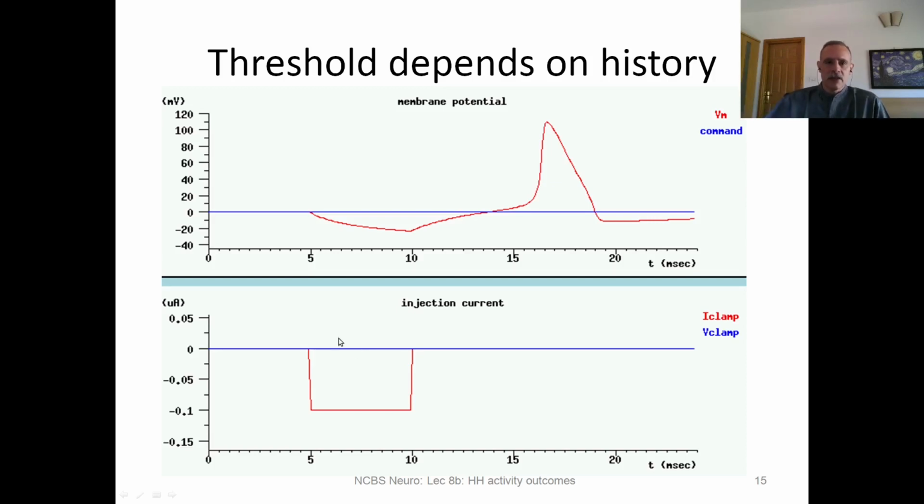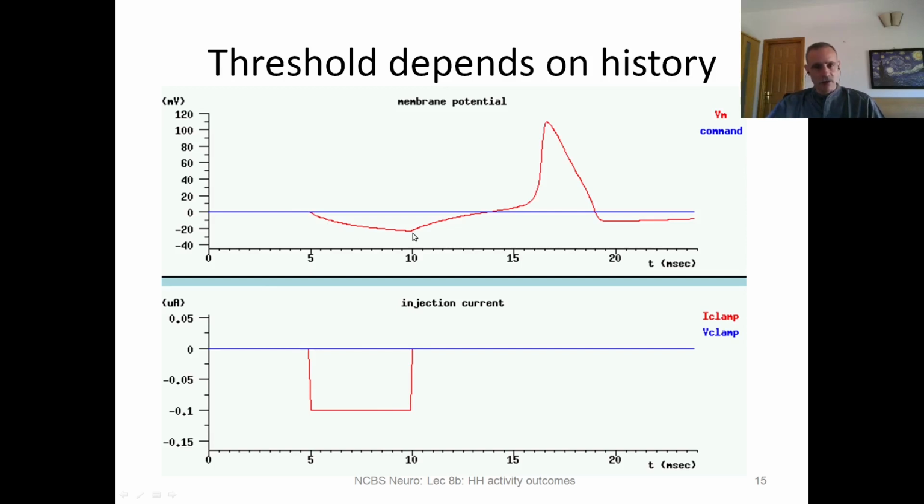Here is a very interesting example of what happens due to the inactivation gate. And it is this, that the threshold for firing an action potential is a function of the history of the channel. In other words, it's a function of what were the potentials that the channel received at earlier times. And it goes like this. Supposing I give an injection current which is negative in sign. So what do you expect happens? Well, the cell becomes more and more hyperpolarized. Okay, so far so good.